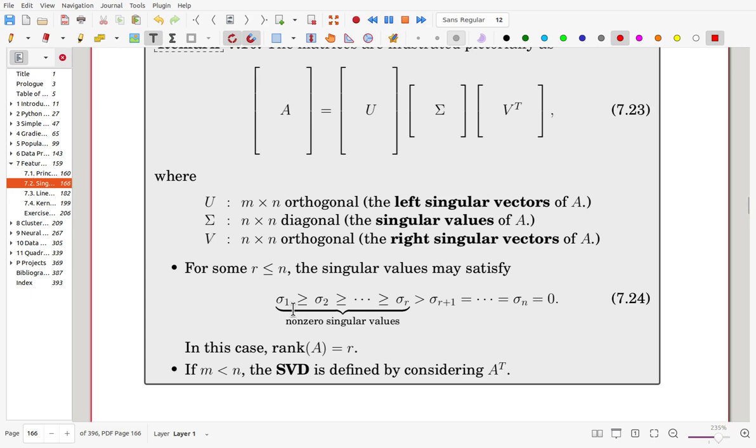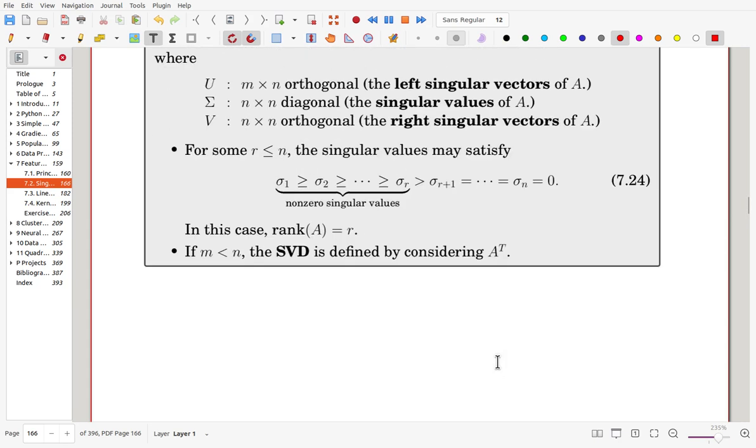vectors. And sigma are decreasing, and once sigma r plus 1 to sigma n are 0, then we say the rank of A is r. So the rank is the number of non-zero singular values. Once the matrix is flat, so m is smaller than n, then the SVD can be defined by using A transpose, so that eventually A transpose becomes a tall matrix.